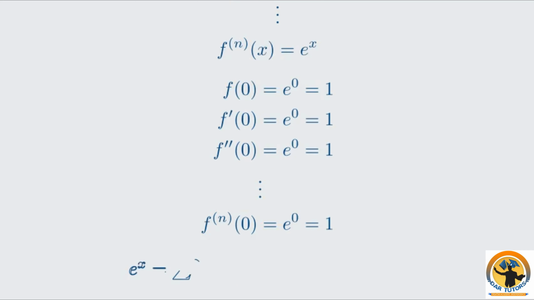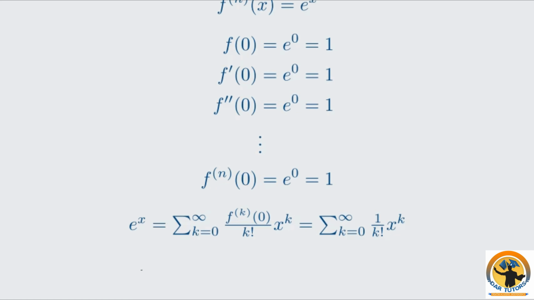Now we can substitute these values into the Maclaurin series formula. The Maclaurin series for e to the x is the sum from k equals 0 to infinity of 1 over k factorial times x to the k. Let's write out the first few terms. For k equals 0, we get 1. For k equals 1, we get x. For k equals 2, we get x squared over 2 factorial. For k equals 3, we get x cubed over 3 factorial, and so on. This is the famous Maclaurin series for e to the x.